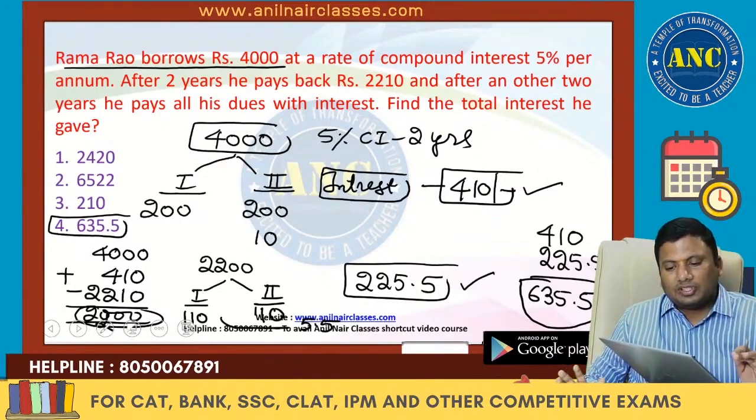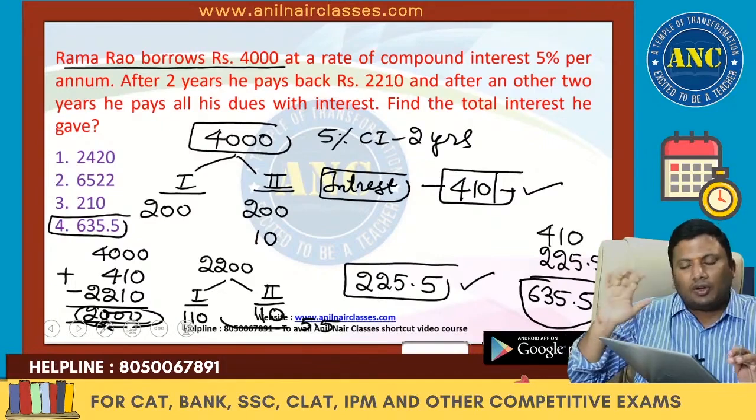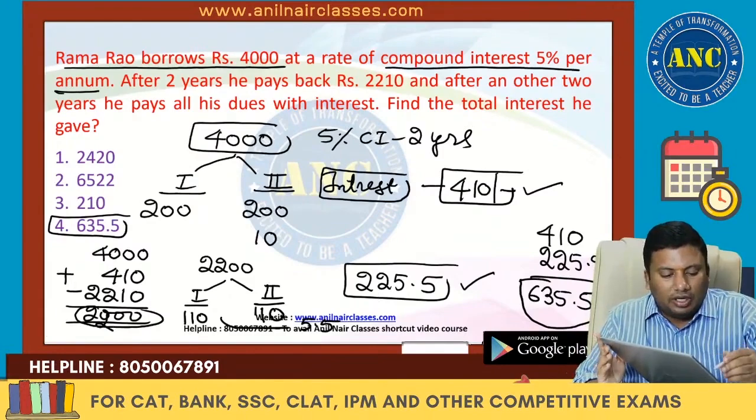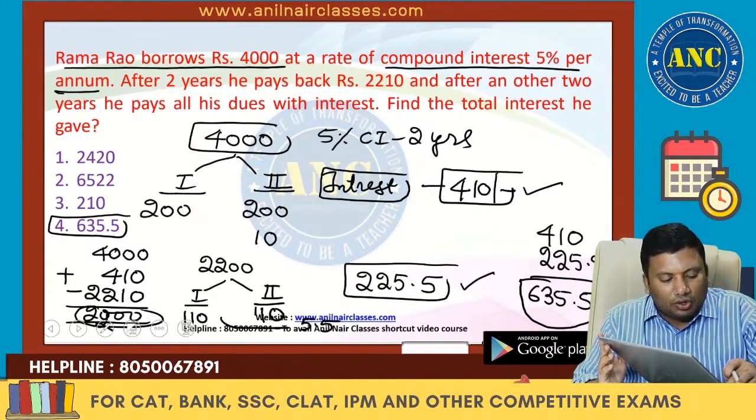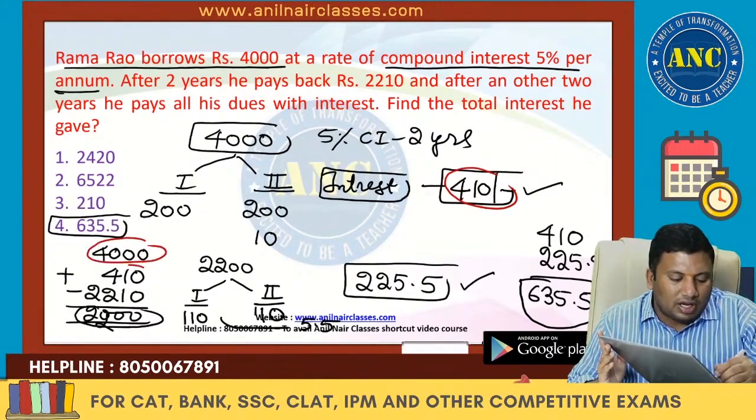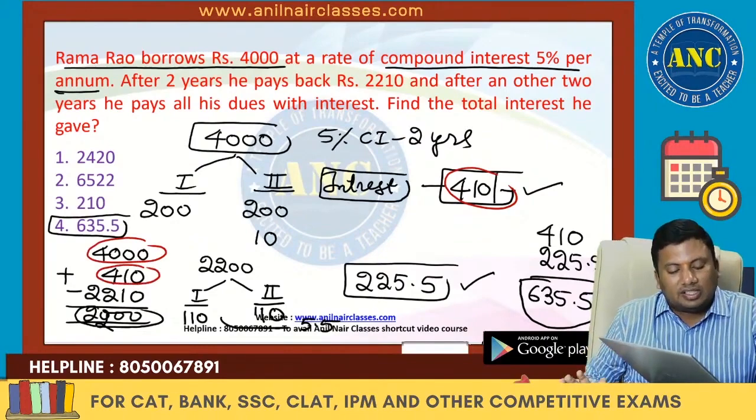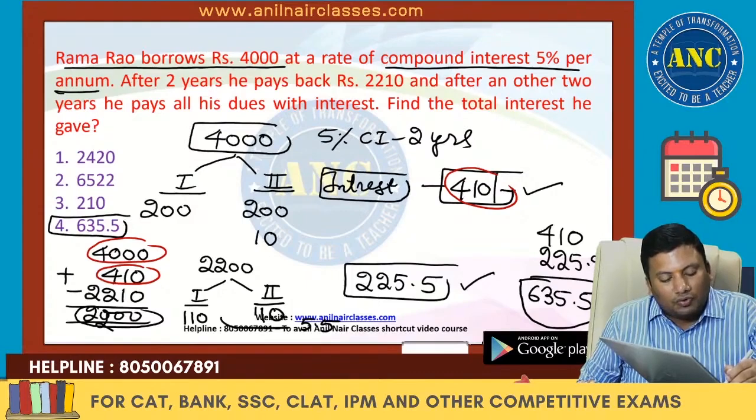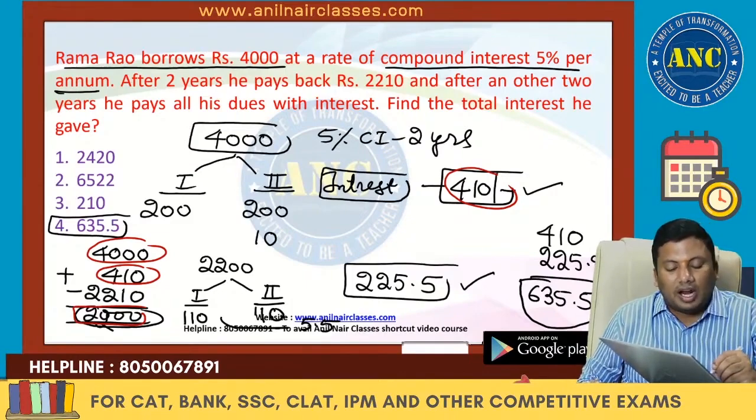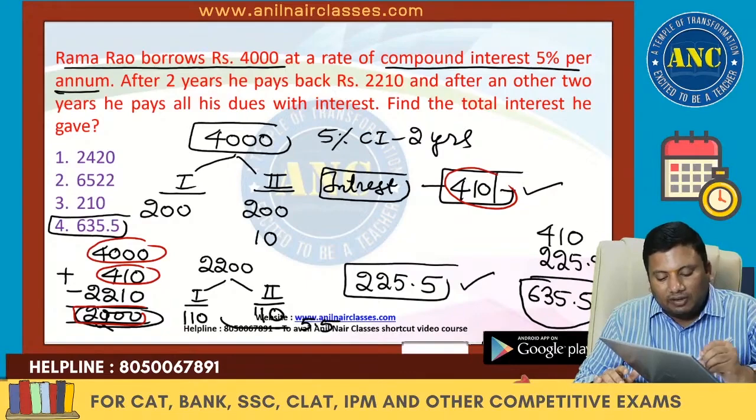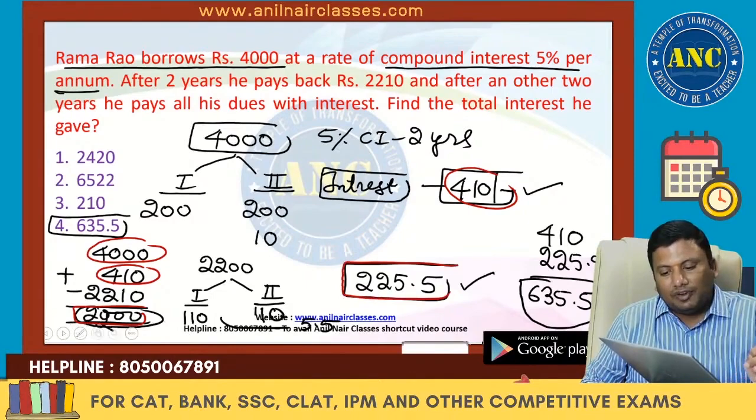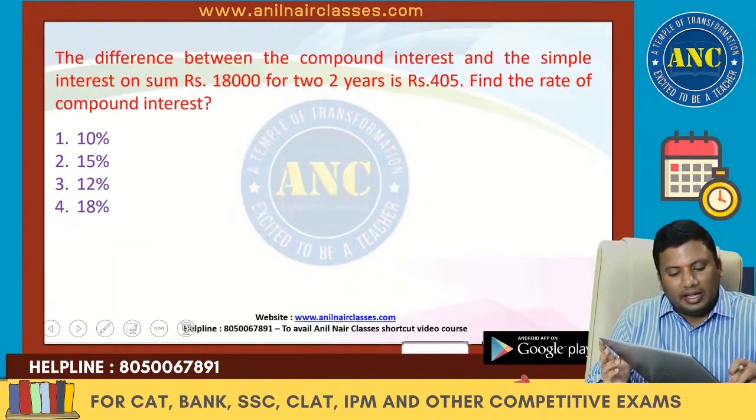One by one. First it is 4,000 rupees I took. I calculated compound interest at 5% every year. After 2 years, this is the interest which I have to give, which is 410 rupees. So I took 4,000 rupees, and on that the interest is 410 because it is CI. And I paid back 2,210. Remaining is 2,000. On that, 5% for another 2 years is 110, 110, 5.5, 225.5. Answer is 635.5. I hope the idea is clear.